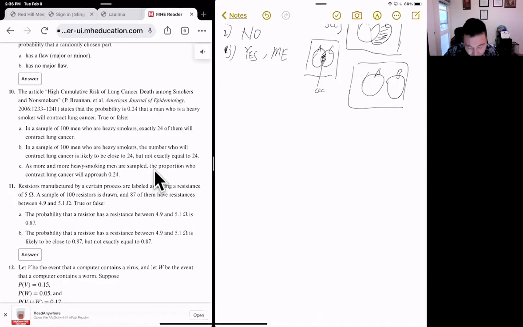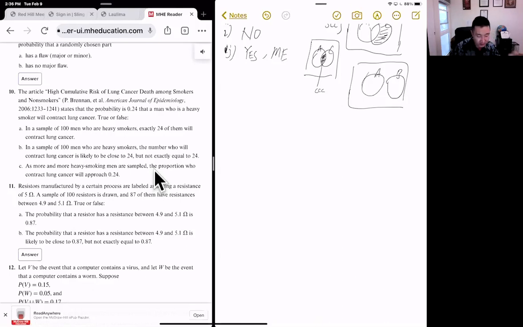B, in a sample of 100 men who are heavy smokers, the number who will contract lung cancer is likely to be close to 24, but not exactly equal to 24. That's perfectly true. C, as more and more heavy smoker men are sampled, the proportion who contract lung cancer will approach 0.24. Is this true? This is also true.